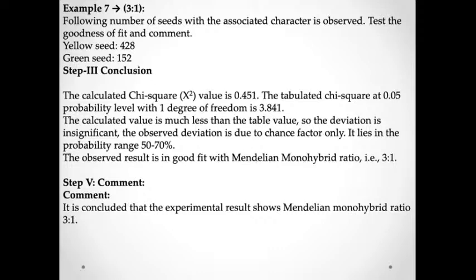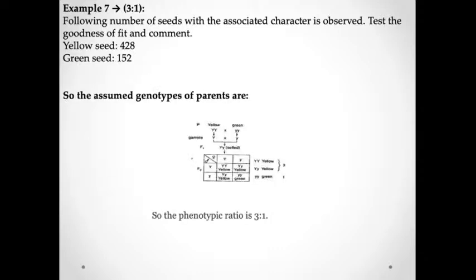So it is concluded that the experimental result shows a monohybrid 3:1 ratio. This is another example. The assumed genotype of the parent seems to be like this. You have yellow, green, selfed. You cross them, YY, and you have YY, then yellow, yellow, green, 3:1 ratio. So this is the genotypic ratio of the same.